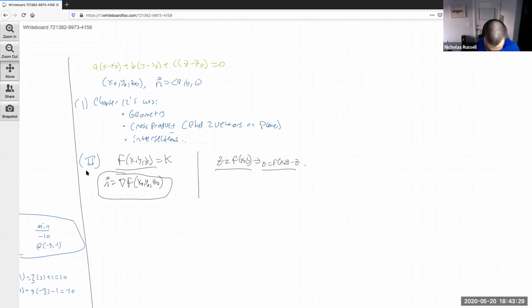The third technique is the one that we learned in chapter 16, where if I have a parameterization of x of u, v, y of u, v, z of u, v, what I do is remember that the cross product between r_u cross r_v is my normal vector.